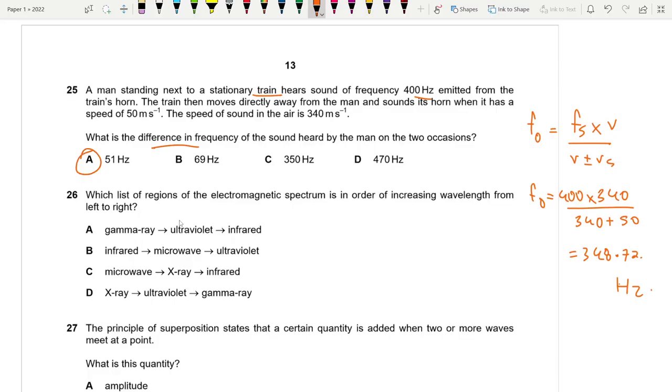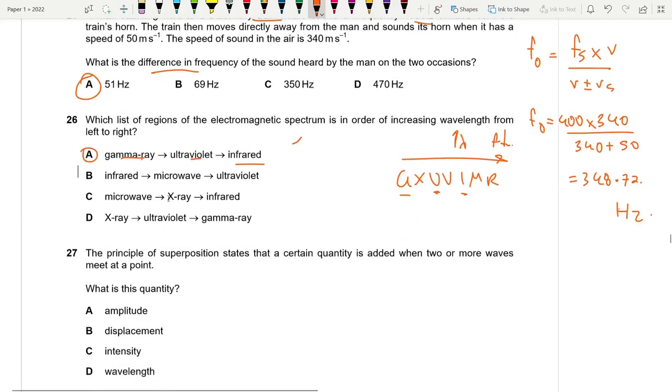Next, which list of regions of the electromagnetic spectrum is in order of increasing wavelength? Okay, so remember GX, UV, IR. Just memorize this. GX, UV, IR. This is increasing wavelength or basically decreasing frequency. So it is in order of increasing wavelength from left to right. So, gamma, that's right. Ultraviolet. Guys, I guess we have a winner.